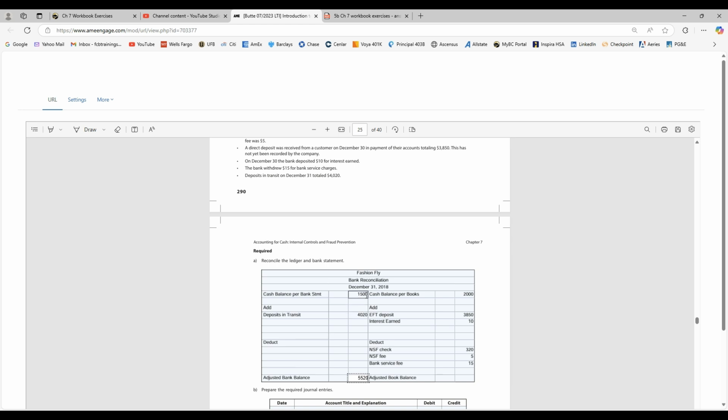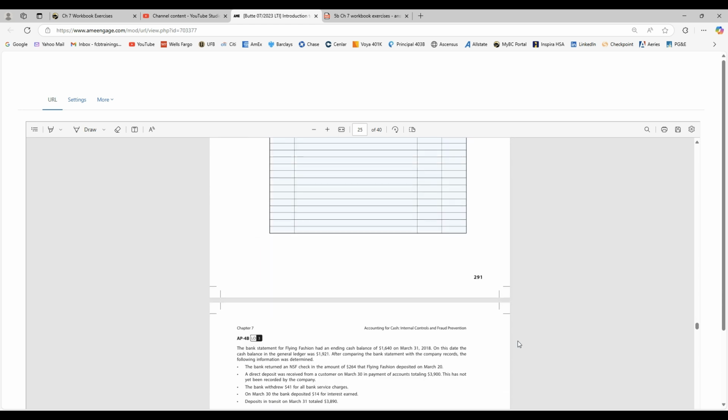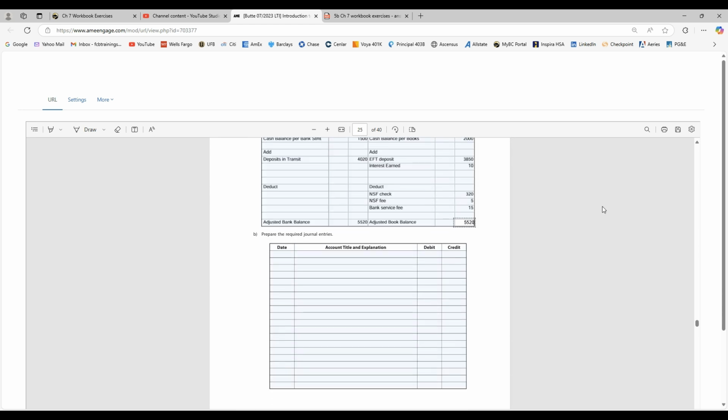We just get $55.20 total. And then let's do our math here and see if this all adds up. So we got 2,000, plus $38.50, plus 10. And we got $320, 5, and 15 to subtract, and that gives us $55.20. Okay. Awesome. And then let's just do our journal entries here.